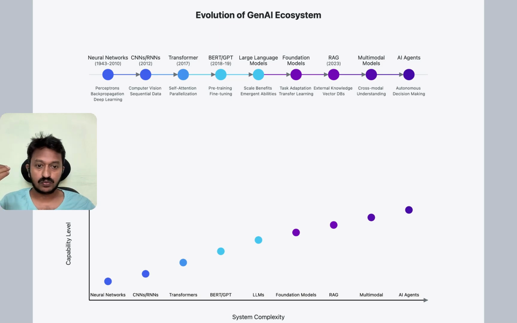Then the foundation models, what we call, came into existence, and these became the building blocks of what we call modern AI applications. The features included being pre-trained on vast data sets and adaptable to multiple tasks. Companies started using these foundation models for different tasks, and transfer learning capabilities were also included. So think of foundation models as versatile AI brains that can be specialized for different tasks, right?